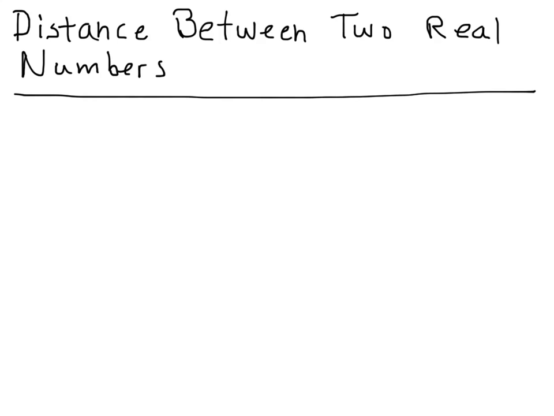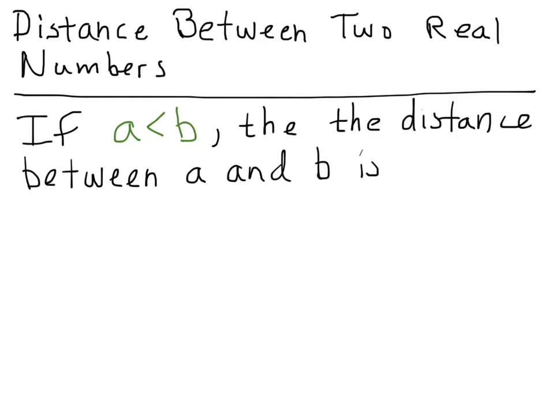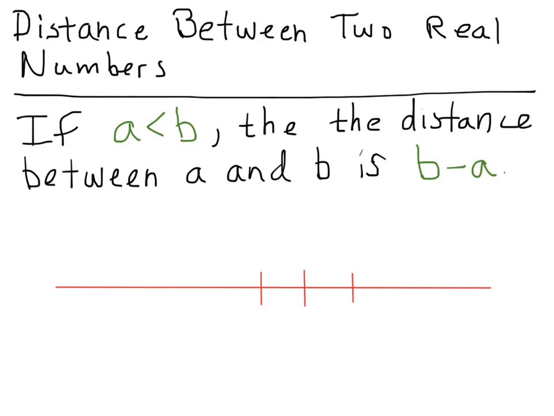Okay, so let's look at this number line again, and let's consider a notion of the distance between two real numbers. So if A is like that number line I drew earlier, where A is less than B, we talk about the distance as being the difference, B minus A, right? So if A is at 2 and B is at 5, then 5 minus 2 is the difference, is the distance between A and B.